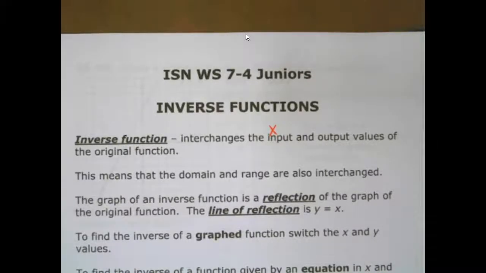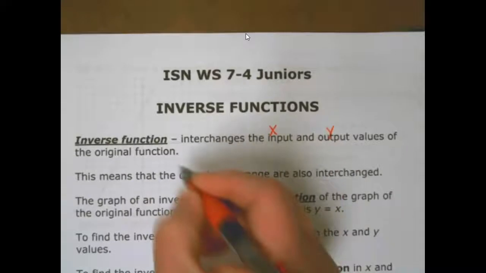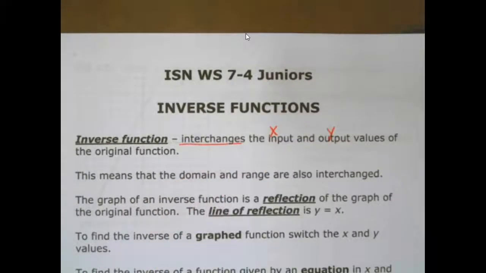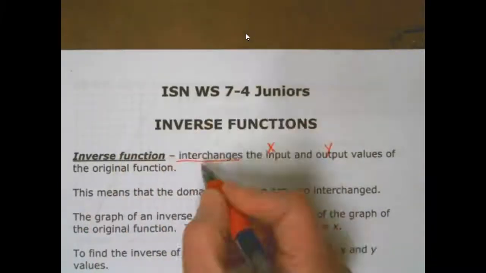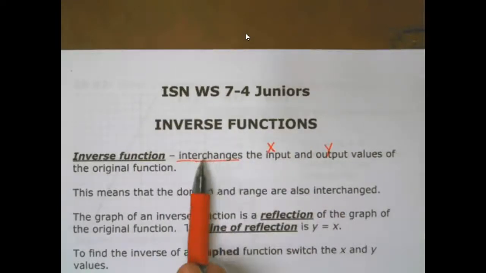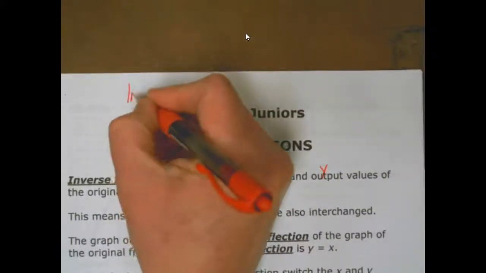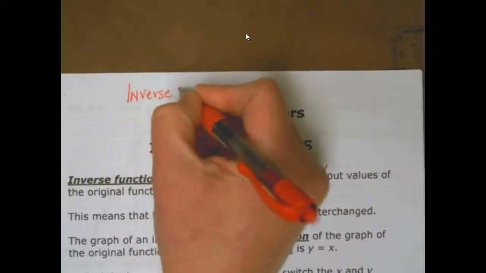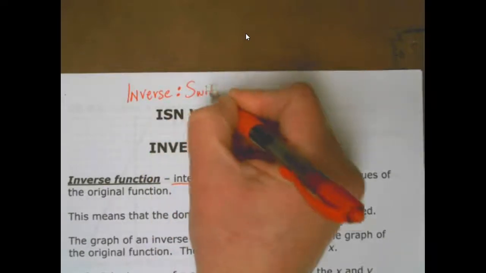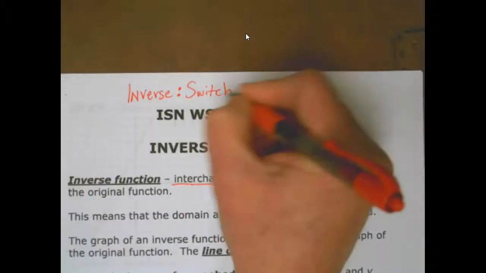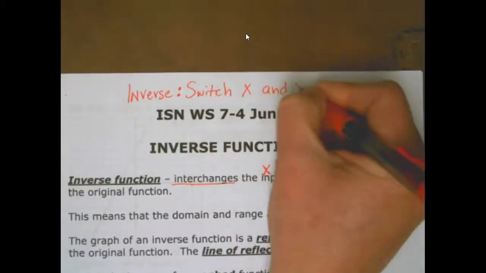So if X is the input value, what's going to be the output value? And what does this word right here mean? Interchange. If I look that up in a thesaurus, what would be another word for it? I hear some people whispering it. Yes, that would mean switch. So what this is telling me is to get an inverse, you switch the X and the Y. So would you write that at the top of your paper, because that is very important. All you have to do to get an inverse is switch the X and the Y.